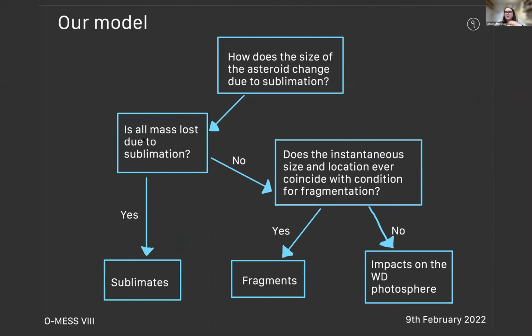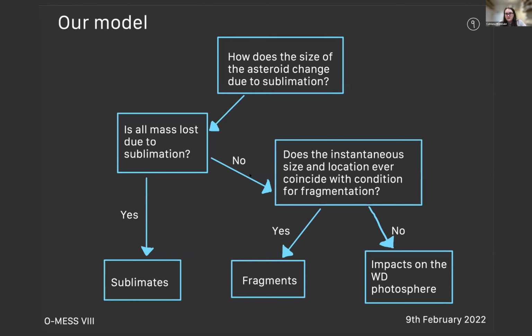So we can then ask, is all of the mass lost due to the sublimation at some point during its orbit? If yes, we define that it sublimates completely. If it doesn't, we then ask, does the instantaneous size and location of the asteroid ever coincide with the specific condition for the body to fragment? If yes, it fragments, and if no, it impacts directly onto the white dwarf photosphere.